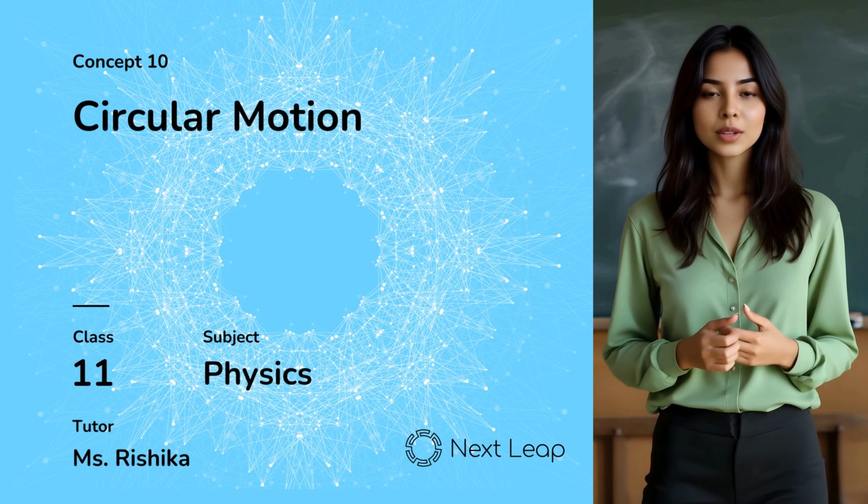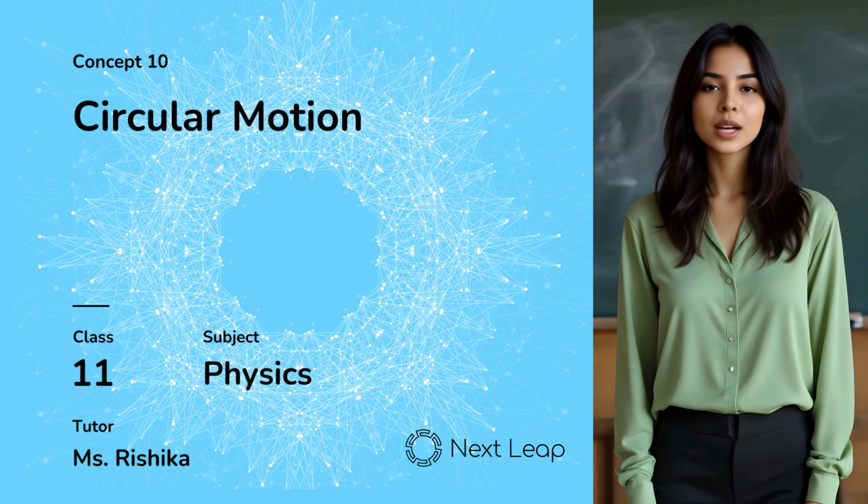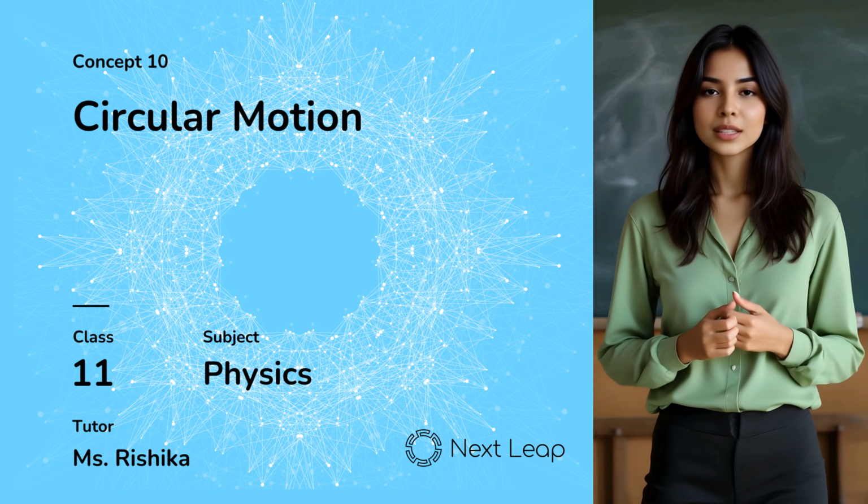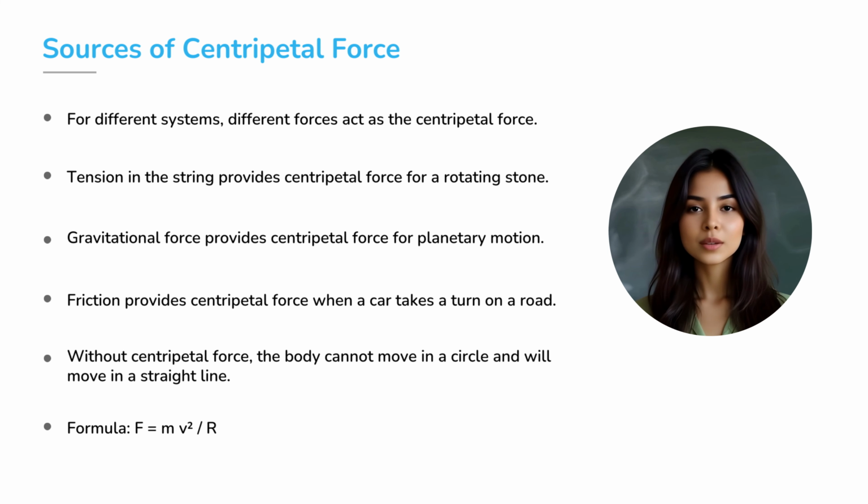This force is always directed towards the center, whether it is a stone tied to a string or the earth revolving around the sun. Now, you might wonder, where does this force come from? Well, that depends on the situation. If you are swinging a stone on a string, tension in the string provides the centripetal force. For planets, it is gravity that pulls them towards the sun. And when a car takes a turn on a road, it is friction between the tires and the road that plays the role. Without this force, no object can move in a circle. Instead, it would fly straight off.